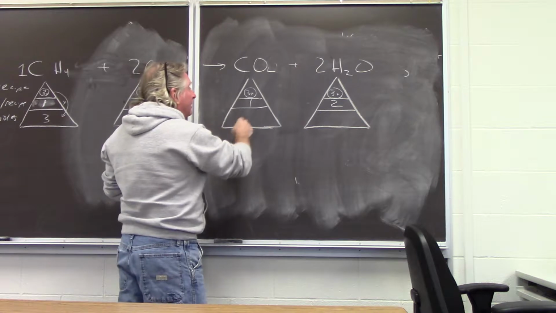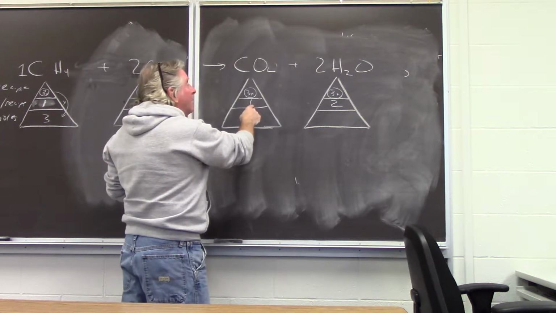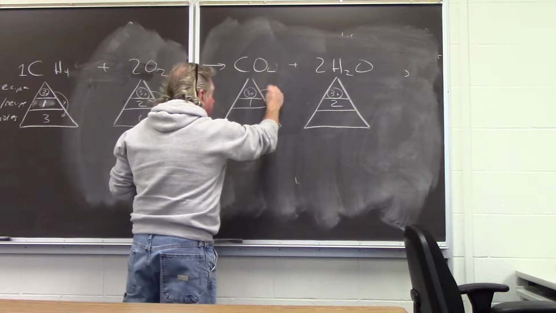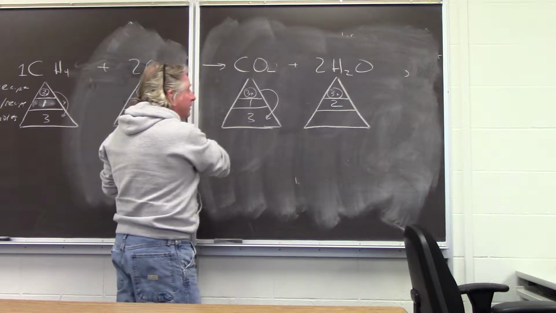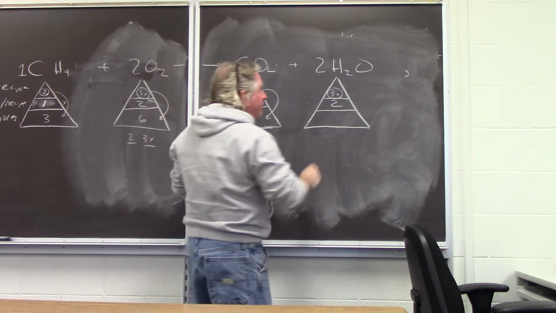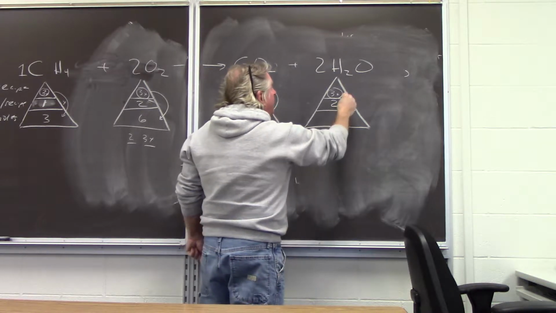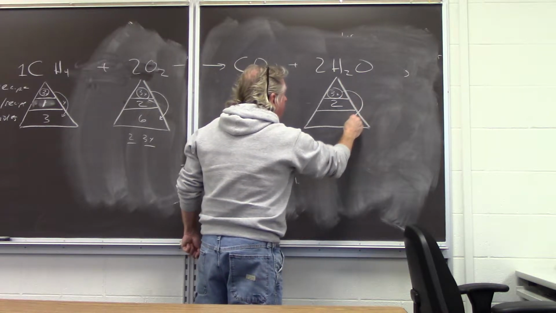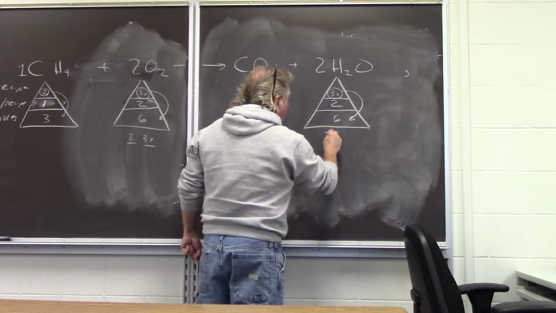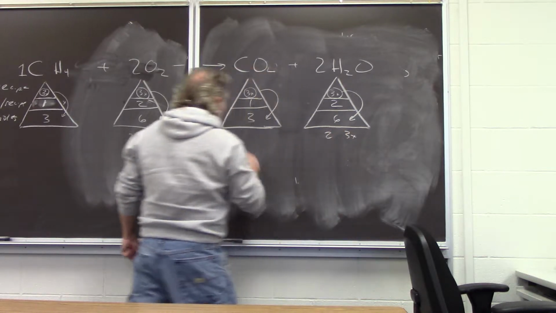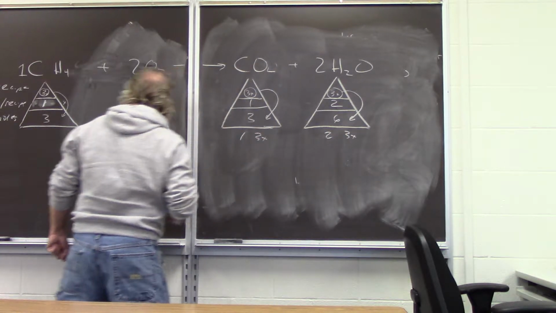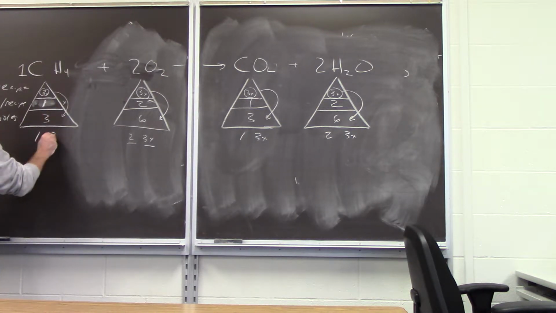For carbon dioxide, I need 1. Every time I do it, I'm going to do it 3 times, so I need 3. For water, every time I do it, I need 2 moles, and I do it 3 times, and I get 6. So I'm going to do 2 three times, 1 three times, and 2 and 1 three times.